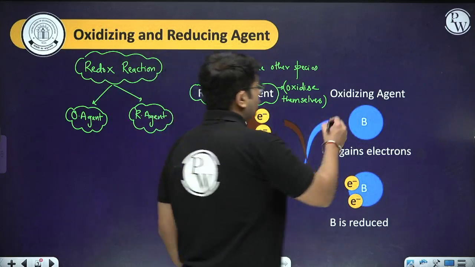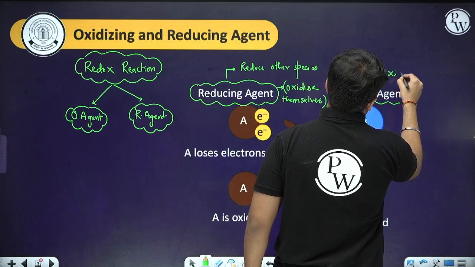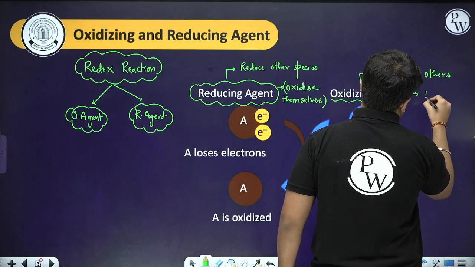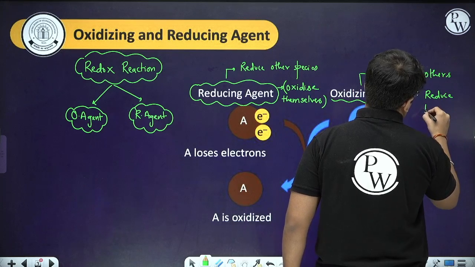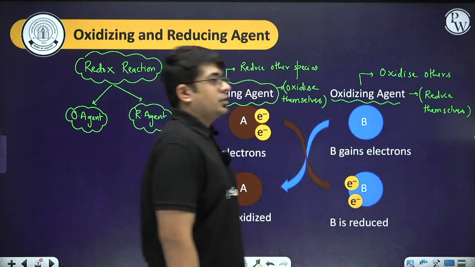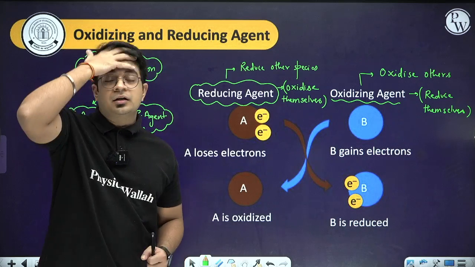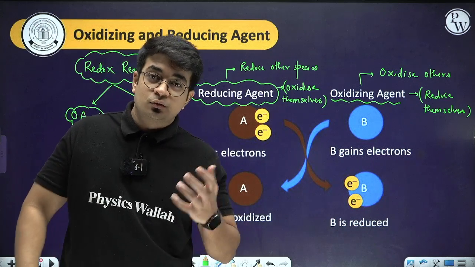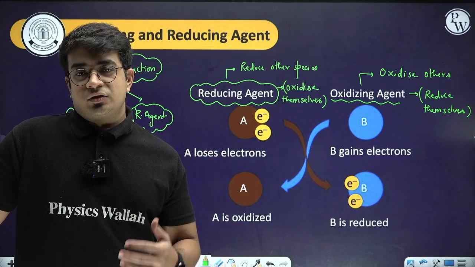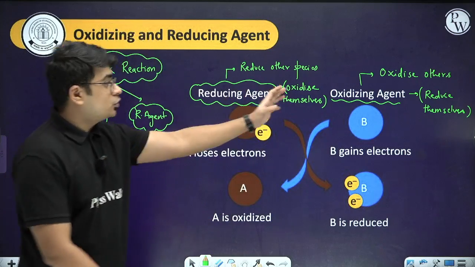In the same way, the oxidizing agent is the species which is going to oxidize others and is going to reduce themselves. Those species are known as oxidizing agent. I hope this part is clear. Sometimes it's very confusing. Students think that oxidizing agent means those who are going to oxidize themselves. But agent always works for somebody else. So oxidizing agent means those species which are going to oxidize others. That is the meaning of oxidizing agent.